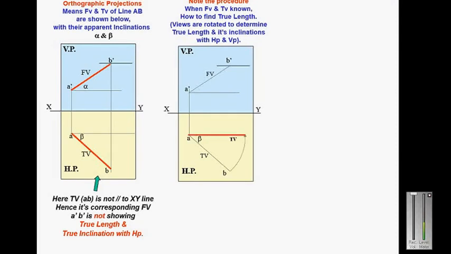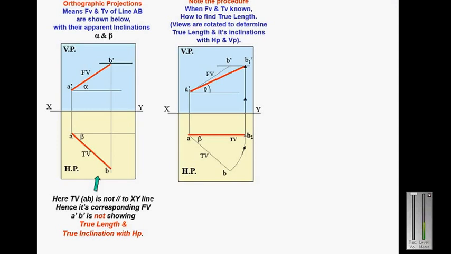So AB is the apparent length with the VP or XY line. You rotate AB and you will get the point B2, and project that B2 to the locus line. Locus line means: A dash B dash is the front view, and you draw a locus line through point B dash and project B2 to the locus line. You will get the point B1 dash. Join A dash and B1 dash. That is actually the true length, and that true length makes an angle with HP, which is called the true inclination with HP.